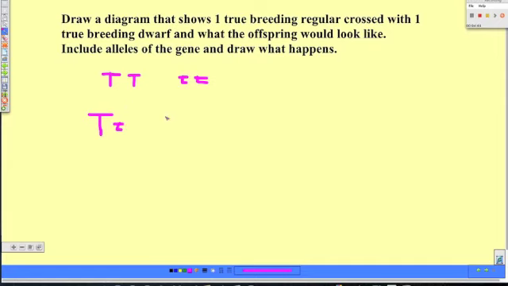I can have that one again and this one. I can have this one and this one. And I can have that one again and this one. So those are my 4 possibilities if I cross this with this. Okay, and I've shown all the different alleles. And what would they look like? Dominant recessive, dominant recessive, dominant recessive, dominant recessive. So I would have 4 tall plants. So something like that.